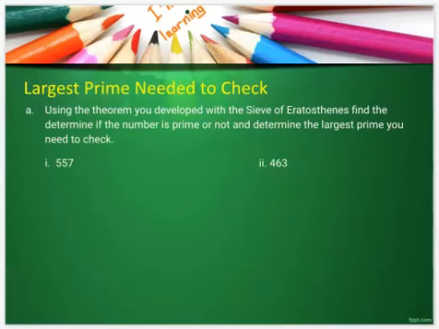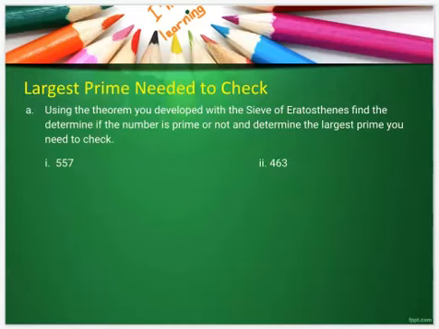When we take the square root of 557, it's approximately 23 and some decimals. So we only need to check prime numbers up to 23 to see if it's prime. Therefore, using your sieve, we would need to check 2, 3, 5, 7, 11, 13, 17, 19, and 23. If none of those divide it evenly, then 557 must be prime.